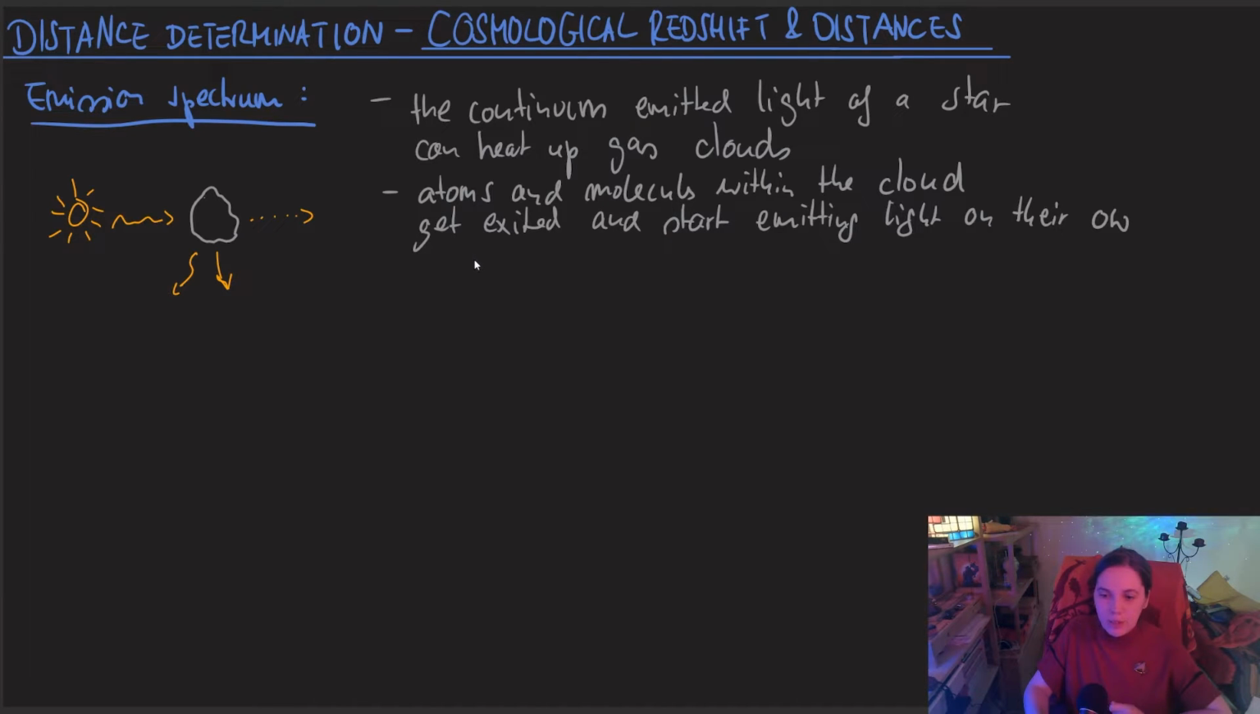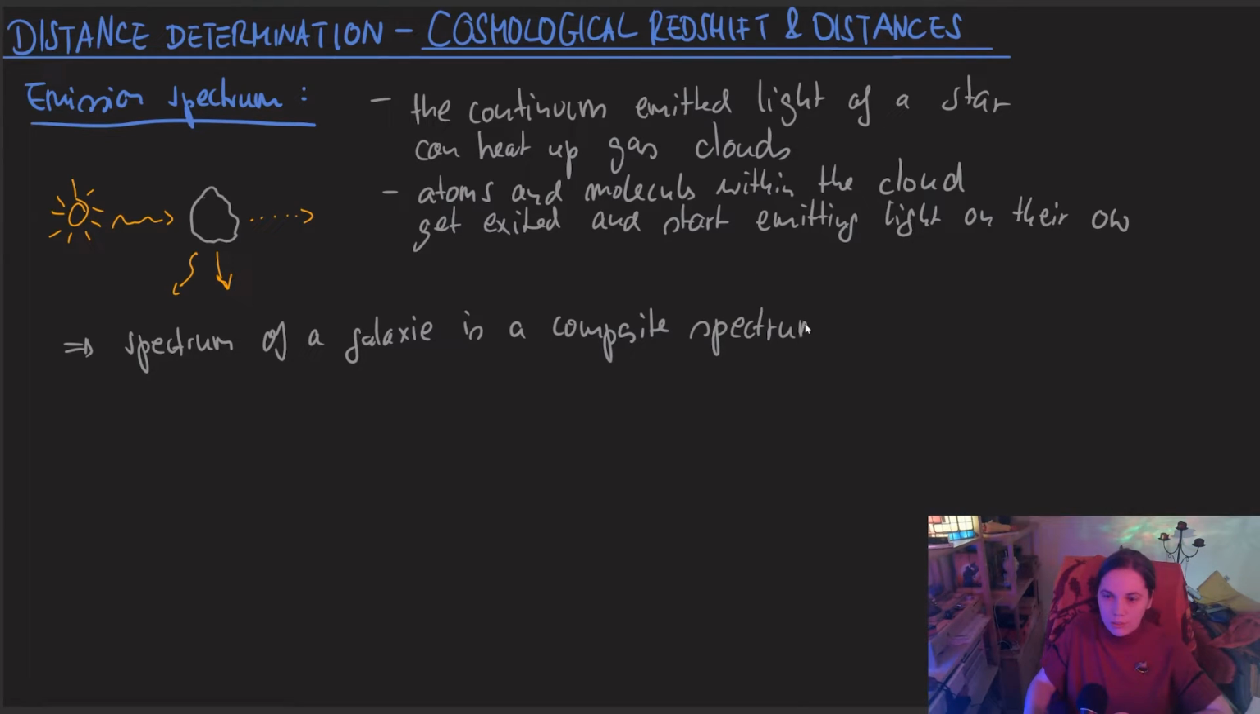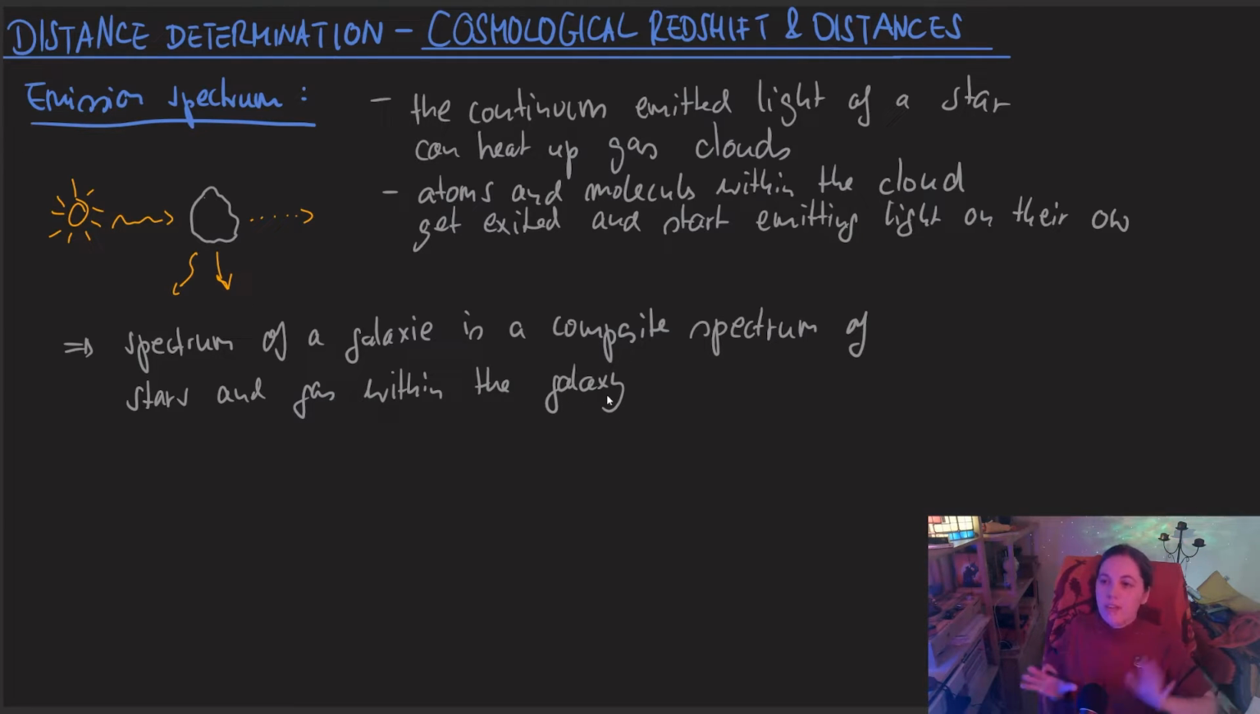All right. So the spectrum of a galaxy is a composite spectrum of stars and gas within the galaxy. So these three spectral types I just talked about, you see this all within the galaxy.